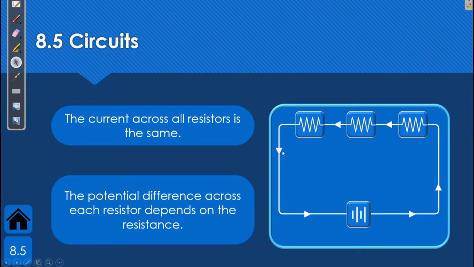In a series circuit, the current flowing across all of the resistors is the same. So for example, if there's 1 amp of current flowing across this resistor, then there's 1 amp flowing across this resistor and this resistor as well. The potential difference across each resistance is directly proportional to the magnitude of the resistance. So the bigger the resistor, the greater the potential difference across that resistor, but the current is the same regardless.